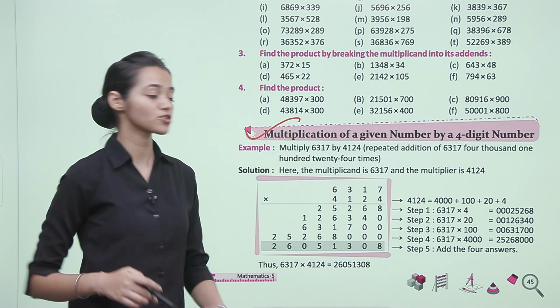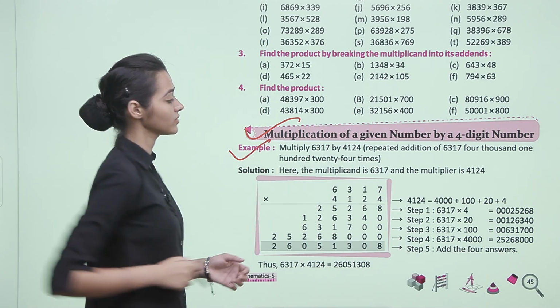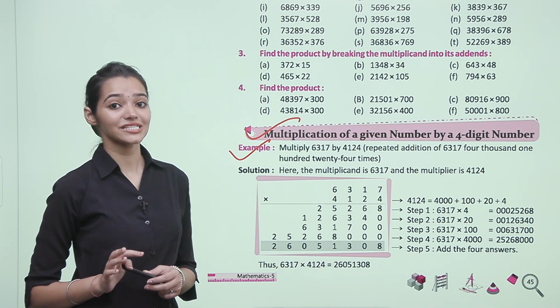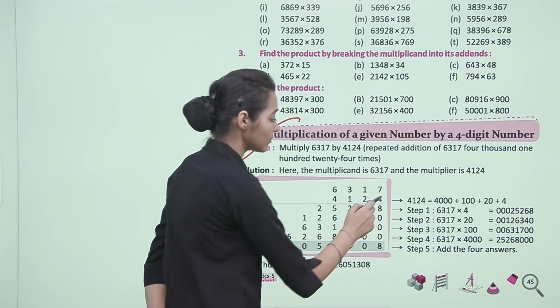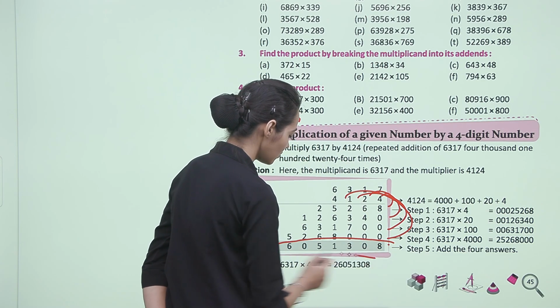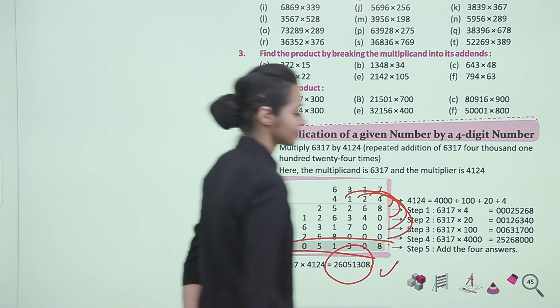Now next is our multiplication of a given number by a 4-digit number. Let's understand it better with the help of an example. We have to multiply these numbers by the repeated addition of 6317. Now when we multiplied them, firstly we multiplied by 4, then by 2, then by 1 and then by 4, and after adding all the digits, this is our required product.